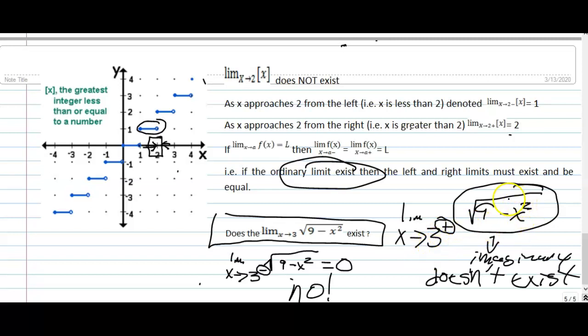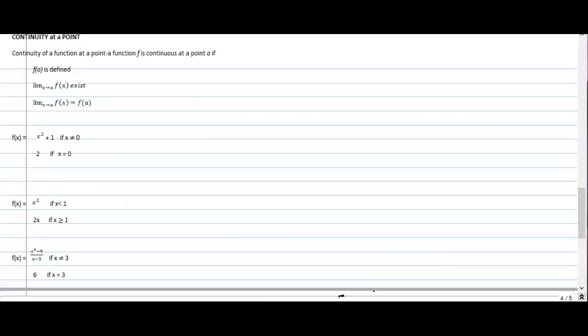And again, if we take a value greater than 3 and square it, that gives us a number larger than 9. So when we subtract, that gives us the square root of a negative value, and that is imaginary. So the right limit doesn't exist. And in order for the ordinary limit to exist, both the left and right limits must exist and be equal to each other. Here, the left limit exists, but the right limit doesn't exist, so the ordinary limit doesn't exist as well. The last thing we're going to talk about is continuity and continuity at a point.